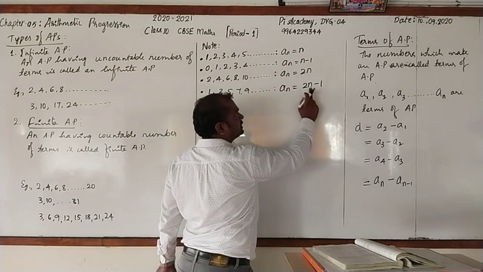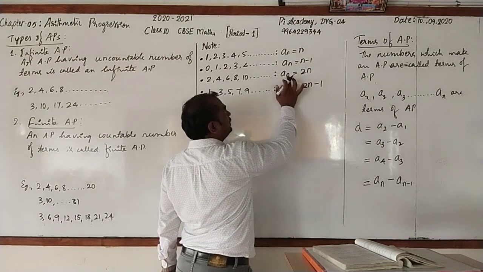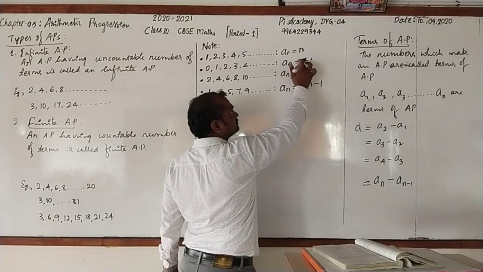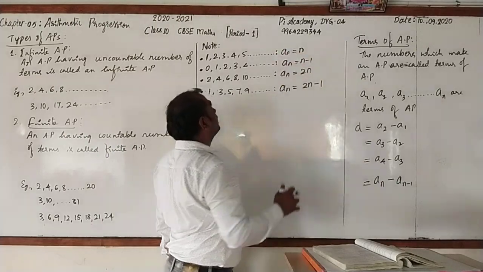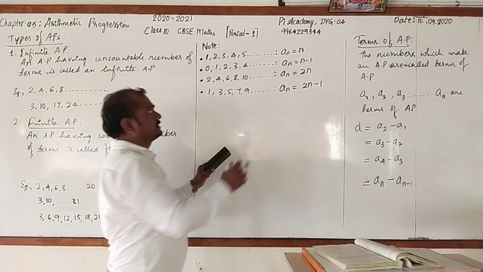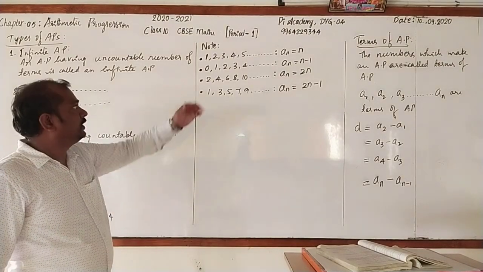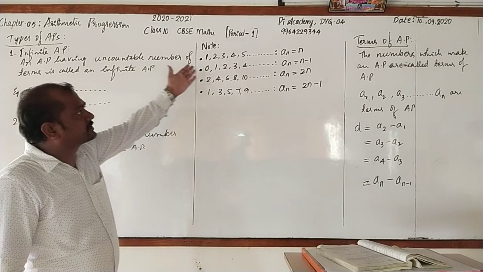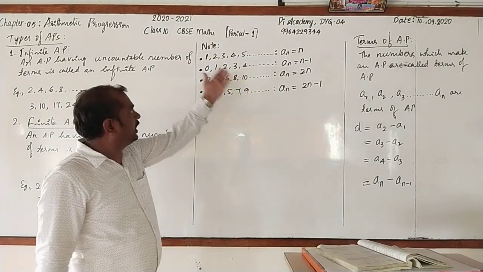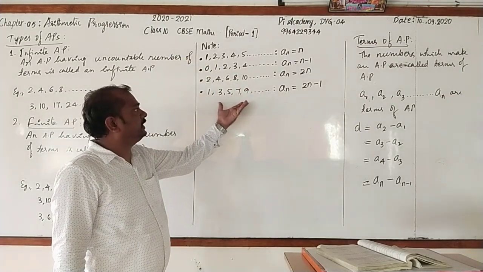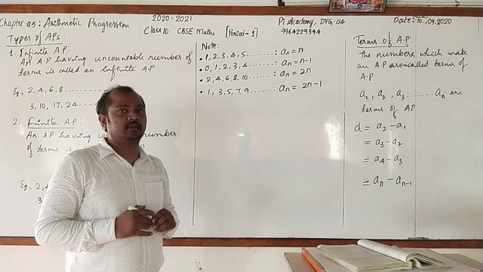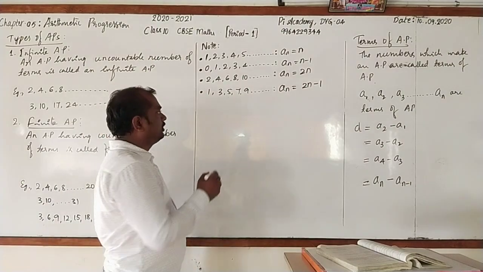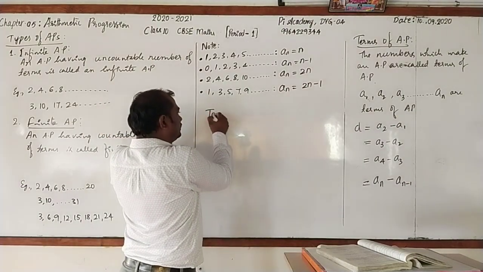Nth term of odd numbers is 2n minus 1. Nth term of even numbers is 2n. Nth term of whole numbers is n minus 1. Nth term of natural numbers is n. Dear students, we have just come to know the nth terms of some lists of numbers, and no doubt all these are in AP only. But in general, what is the nth term of an AP? Now let us go for finding the nth term of an AP.